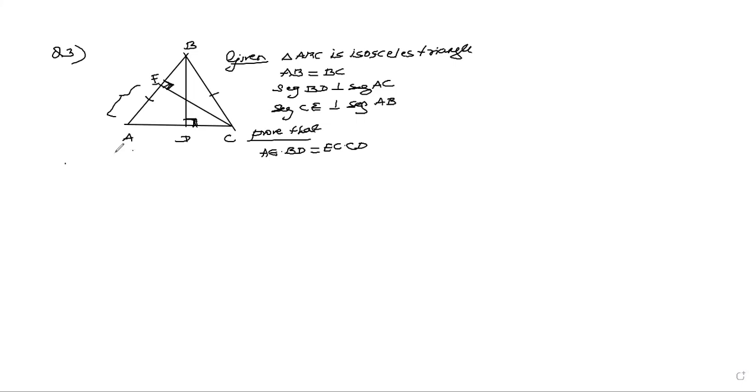AE and BD cannot be the sides of the same triangle. Tell me, AE will make one triangle, BD will make another triangle. Similarly, beta, AE into BD equals EC.